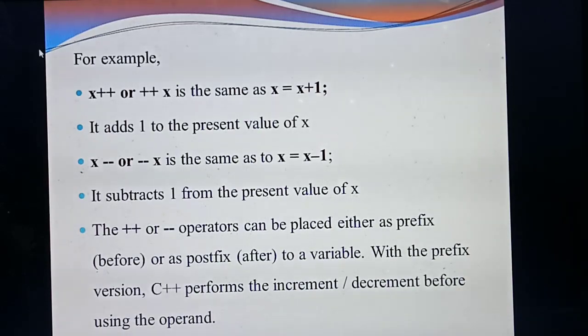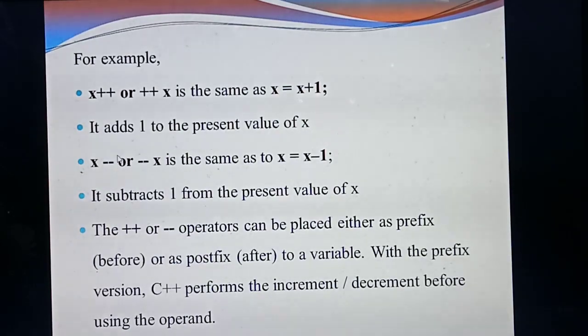For example, x plus plus, what's the meaning? It means x equal to x plus 1. That means it will add the value 1 to the variable x. Understand what's the meaning of x plus plus? It will add 1 to the value of x, that is x plus 1. And that's all they are giving. It will add 1 to the present value of x.